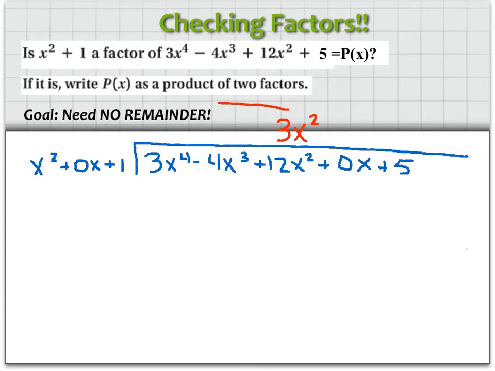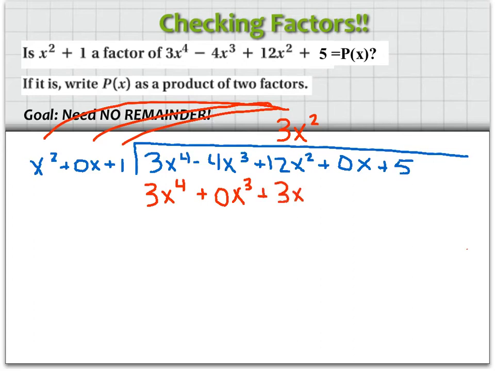So then I multiply back through. 3x squared times each of these. So 3x squared times x squared gives me 3x to the fourth. Notice how those line up perfectly. 3x squared times 0x, well, anything times 0 is 0, so that's going to give me a 0x cubed. And then 3x squared times 1 gives me 3x squared.